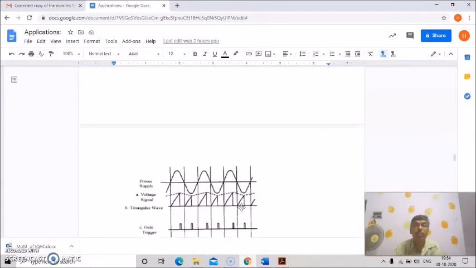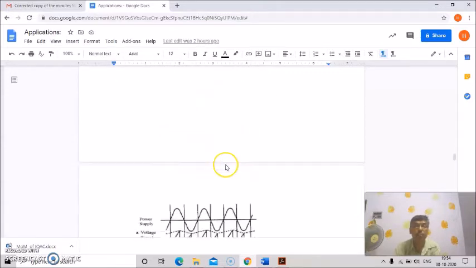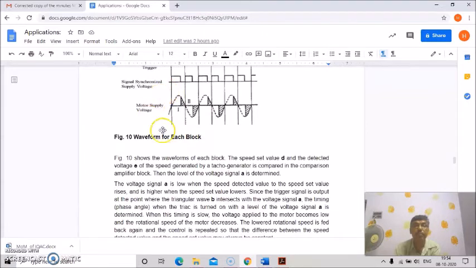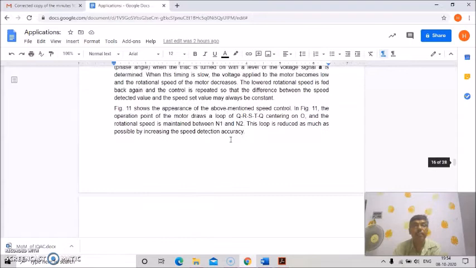So this is the block diagram of AC speed control motor systems, and this is the waveform for each block. Now, figure 11 shows the appearance of the above-mentioned speed control. In figure 11, at the operation point, the motor draws a loop of Q, R, S, T, Q centering on O, and rotational speed is maintained between N1 and N2, and this loop is reduced as much as possible by increasing the speed detection accuracy.